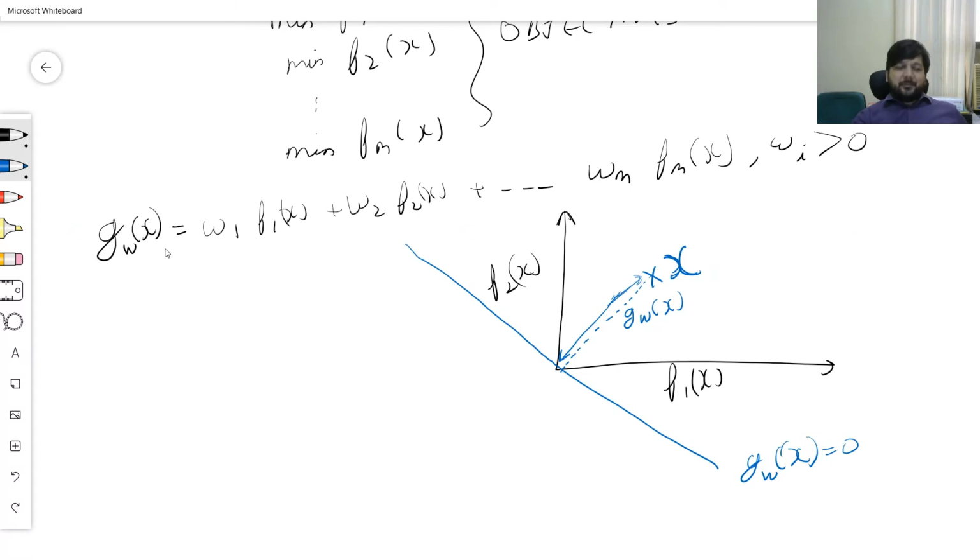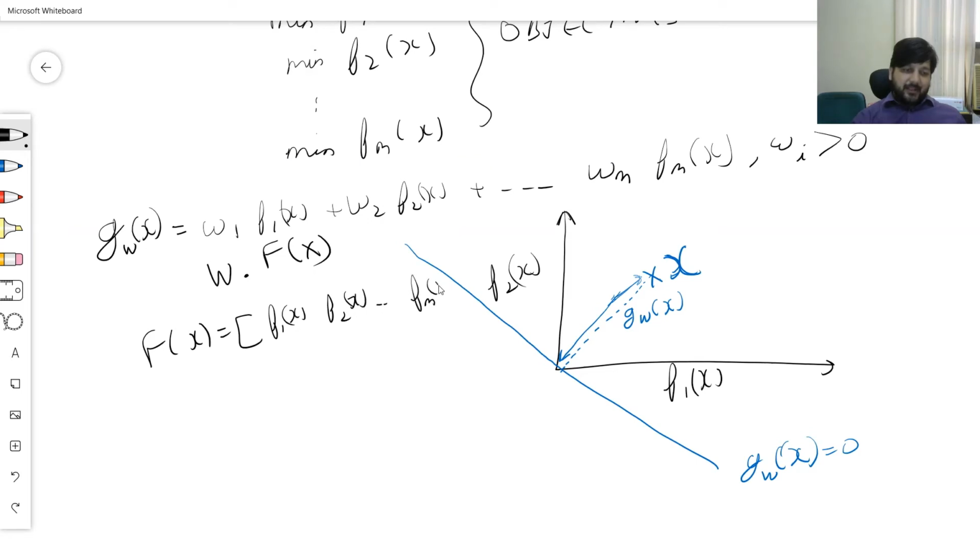So g_w(x) is nothing but the projection of a point x on a line represented by w1 f1(x) plus w2 f2(x) and so on, or it's the projection of a point x on the line whose equation is given by g_w(x) equal to 0. This can also be represented as the general dot product of w with f(x), where of course we have seen the definition that f(x) is f1(x), f2(x), and so on up to fm(x).